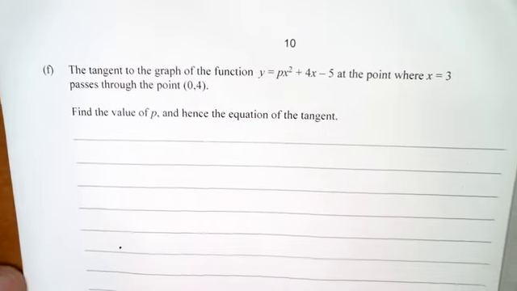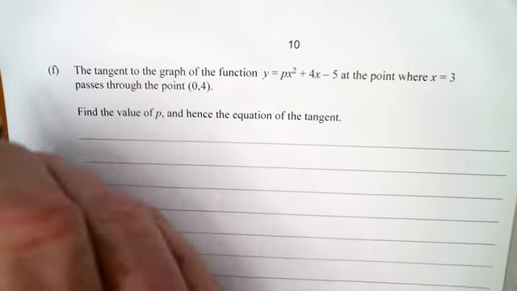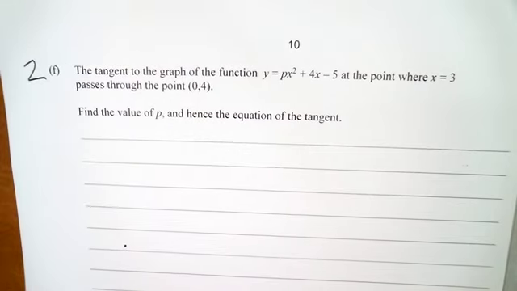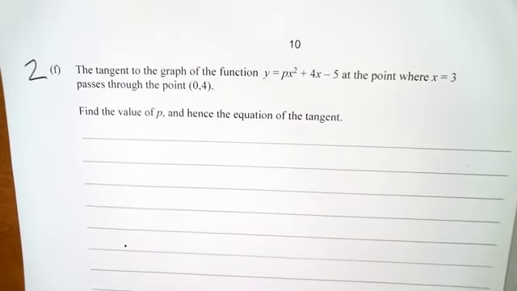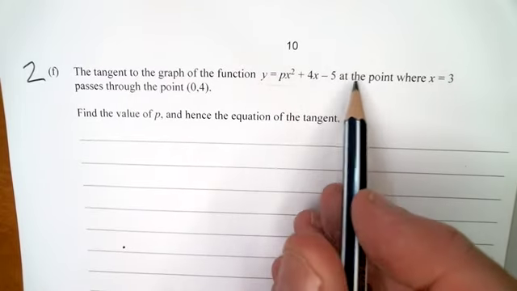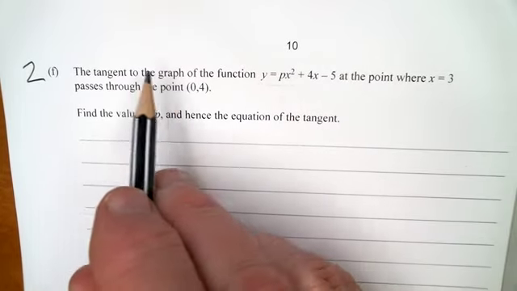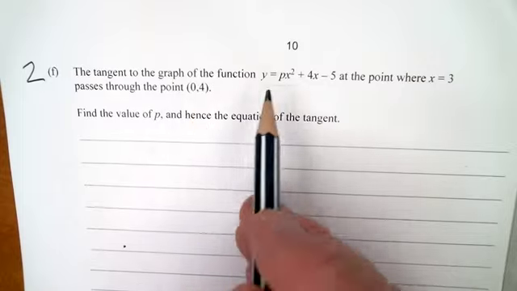All right, here's the 2014 NCEA 2 calculus exam. Question 2F. This one says the tangent to a graph of the function at the point where x is 3 passes through the point 0, 4.